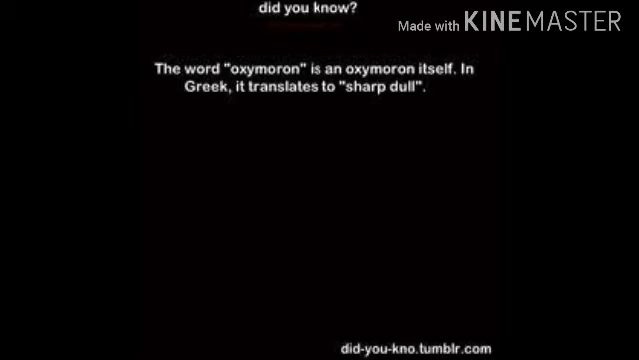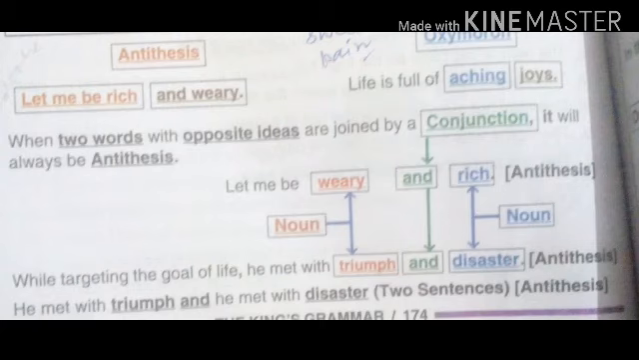It's always good to keep enhancing our knowledge, and here we have the word oxymoron is an oxymoron itself. In Greek, it translates to sharp, dull. Next we have antithesis. Now what do you mean by antithesis? Anti means opposite. Thesis means ideas, thoughts. So what is antithesis? Let's understand with an example.